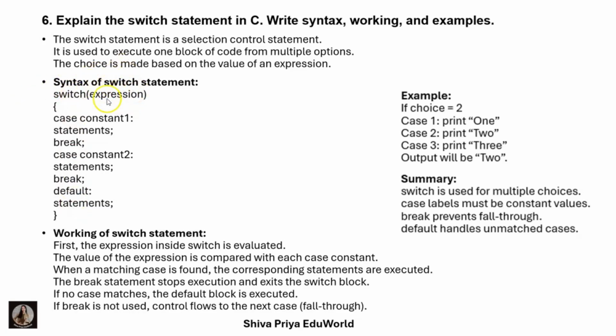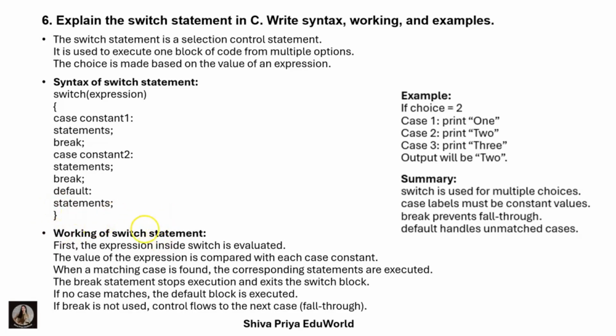Switch expression. I have told you that based on the expression only, it will choose which block of code should be executed. Here, case constant 1, the statements and break. Case constant 2, statements and break. Here we have case constant 1. If it is true, then it will execute the statements present in this block. If not, it will break immediately and go to case constant 2. If it is true, then it will execute the statements present here. Or else it will also break. It will execute the default statements. Clear with this? Based on the expression, it will choose which block of code should be executed.